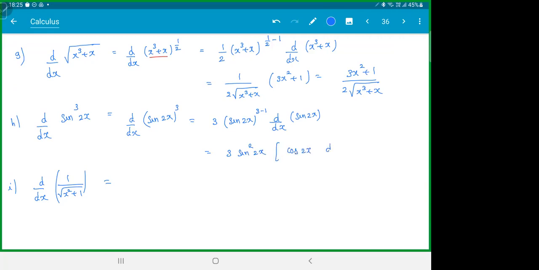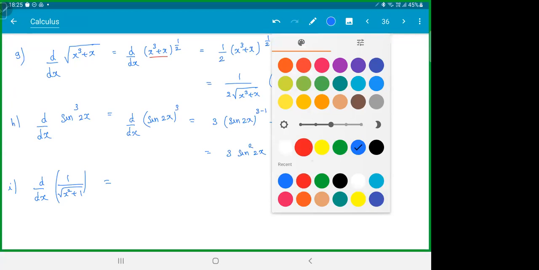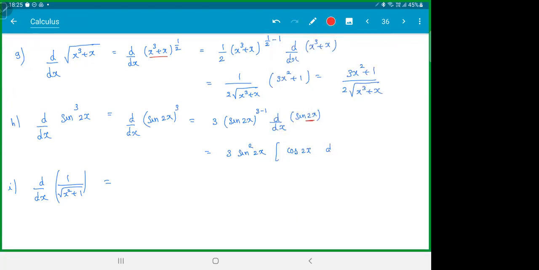And then don't forget, you have to differentiate whatever is inside again. So this is a triple function actually. You have to keep on differentiating till you end up with dx by dx. So this would be 3 sine square 2x cos 2x into 2.